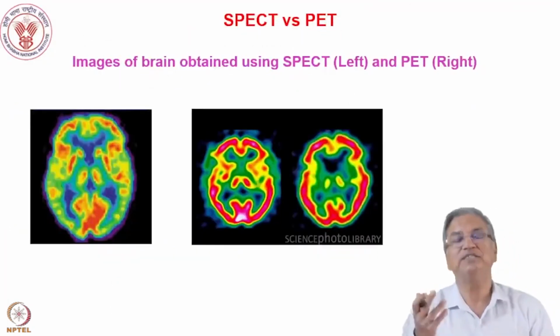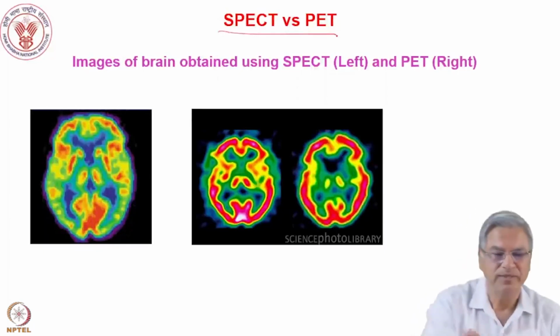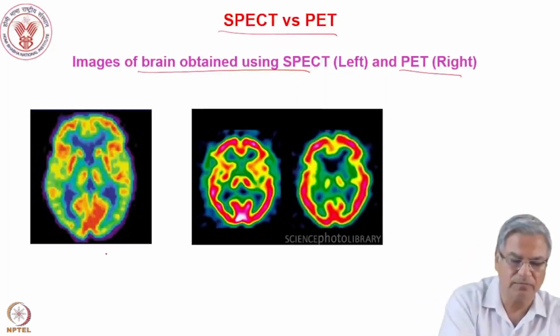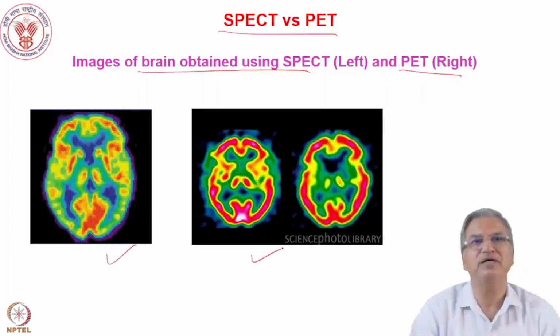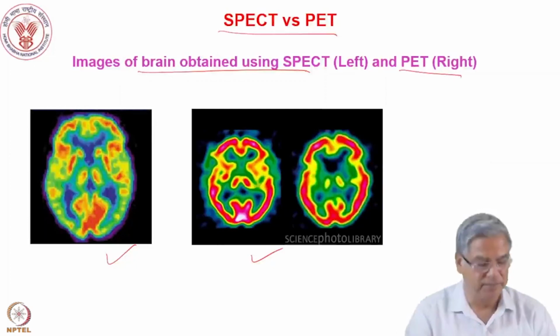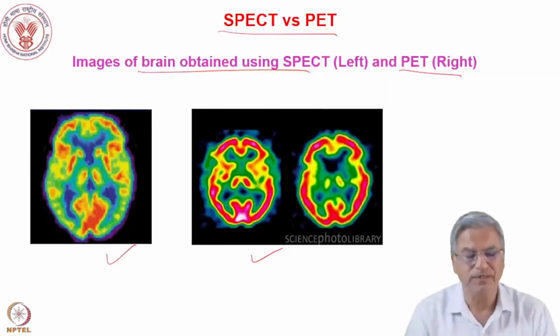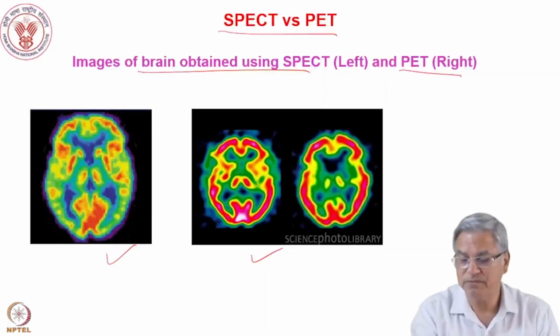And regarding the images you get from SPECT versus PET, you can see this is the image of a brain using SPECT and PET. You can see the marked improvement in the image of the brain using PET vis-a-vis the SPECT image. That is why PET is now becoming very, very popular among nuclear medicine practitioners.